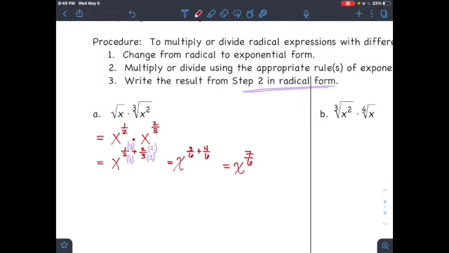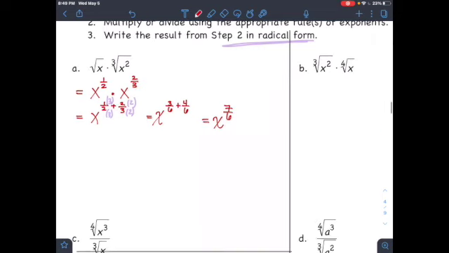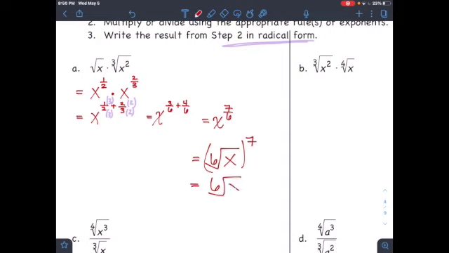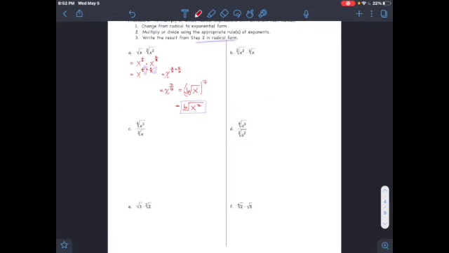And because it is 7/6, turn it back into radical form. Write the result of step 2 in radical form. In radical form, 6 is the index number, x to the 7th power. Now, just a quick reminder, you can put the exponent outside in the parentheses or inside. Because I'm changing it and I don't want to keep drawing parentheses, I am going to just write a little bit longer line and have x to the 7th, instead of having to draw another parenthesis. Please try problems B, C, D.